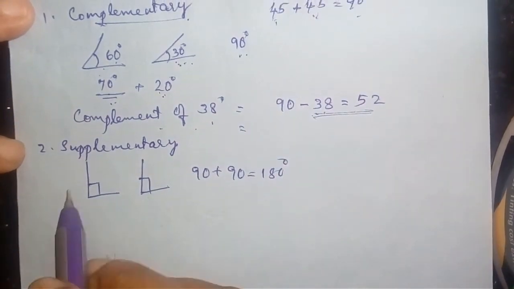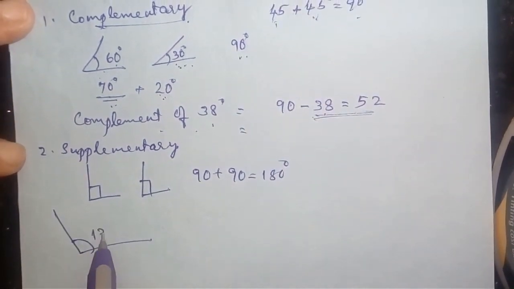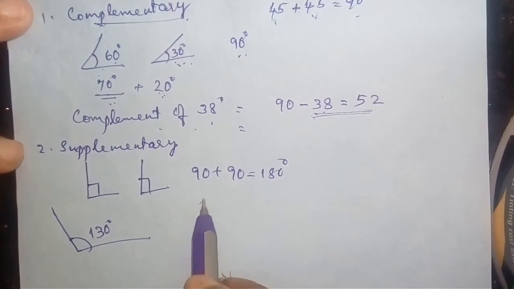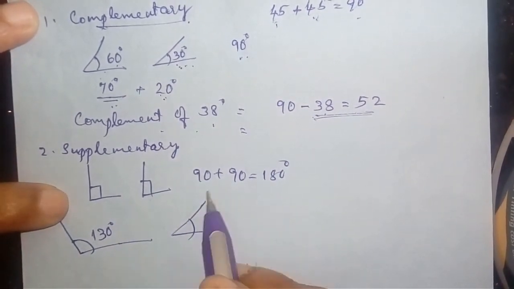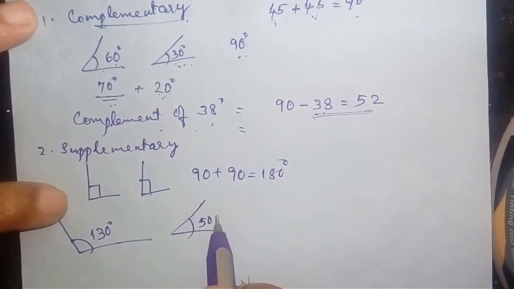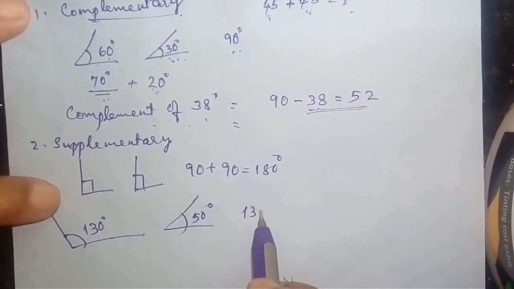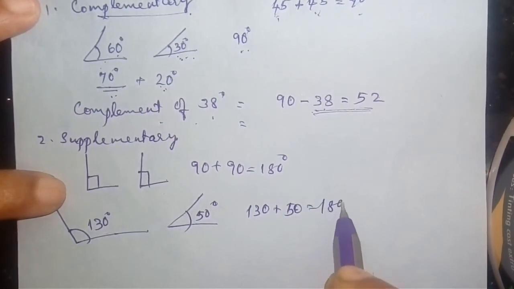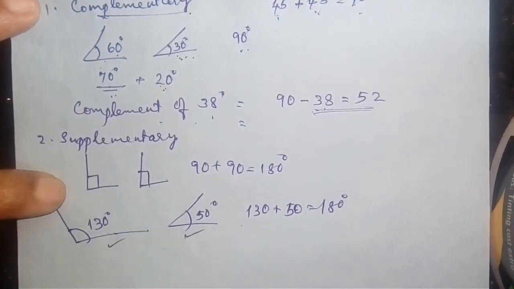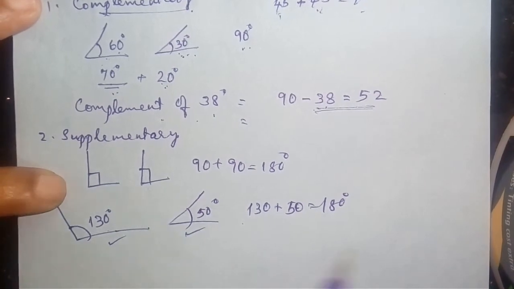Okay. Then, 130. If you are taking 130, then the rest will be 180 minus 130. What is the angle? 50 degrees. So 130 plus 50, which is equal to 180. So 130 and 50 are the supplementary angles.